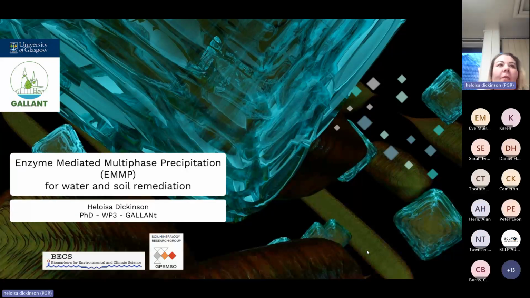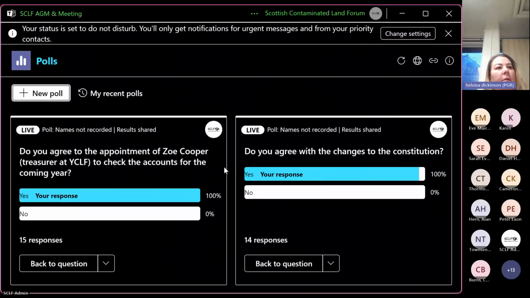Good afternoon. My name is Heloisa Dickinson. I'm a postgraduate researcher working here at the University of Glasgow. I work in a project called GALANT, an acronym that means Glasgow as a Living Lab Accelerator. It's a project that proposes solutions to transform Glasgow into a more resilient city against the effects of climate change. We have 8 working groups: 5 work packages and 3 work streams. I work in WP3, work package 3, regenerating vacant and derelict land. I started my PhD in October 2022, so I just started the 3rd year this month.